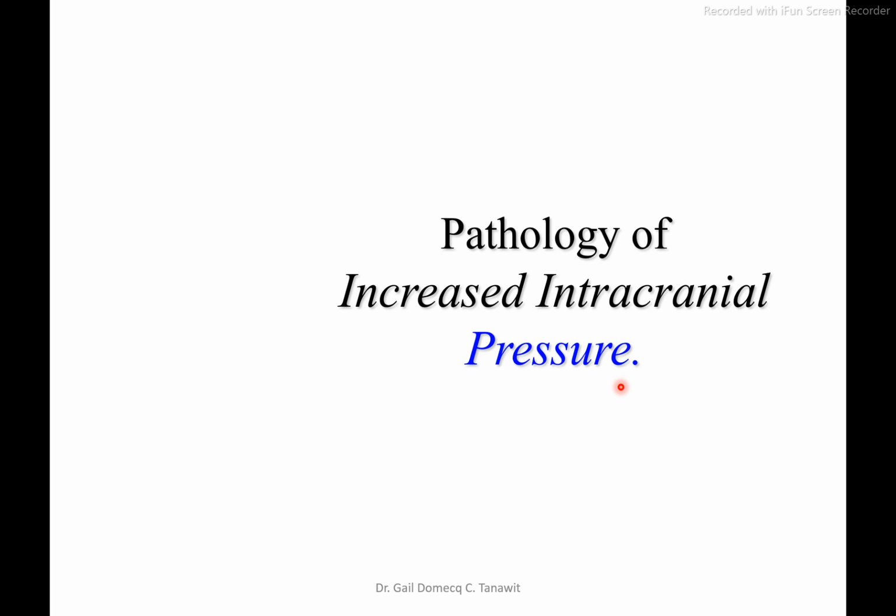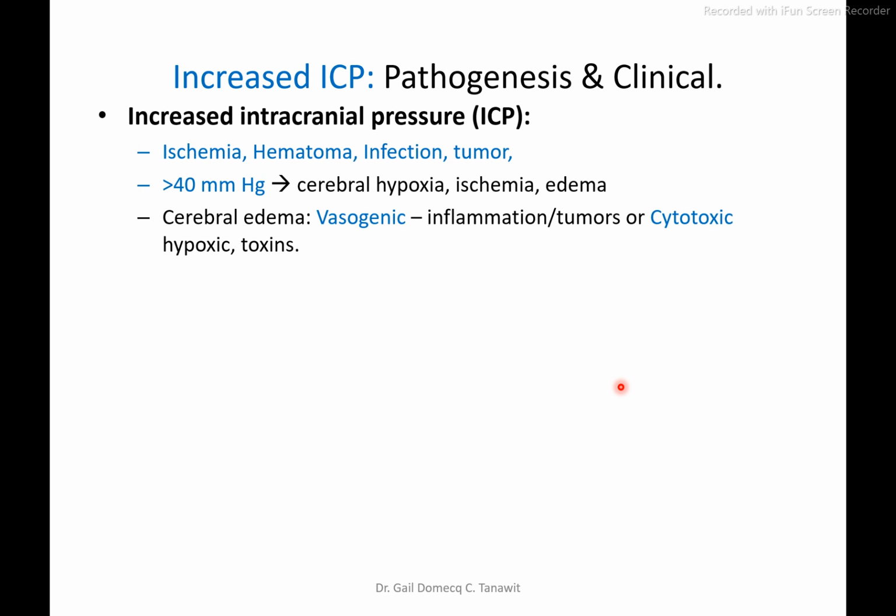Now we also have pathology of increased intracranial pressure. For increased intracranial pressure, the pathogenesis and clinical manifestations are as follows. They would have ischemia, hematoma, infections, or tumor. And the CSF pressure would be more than 14 millimeters of mercury, leading to cerebral hypoxia, ischemia, and edema. The cerebral edema can be of the vasogenic type, secondary to inflammation or tumors, or cytotoxic, hypoxic, or even toxins.